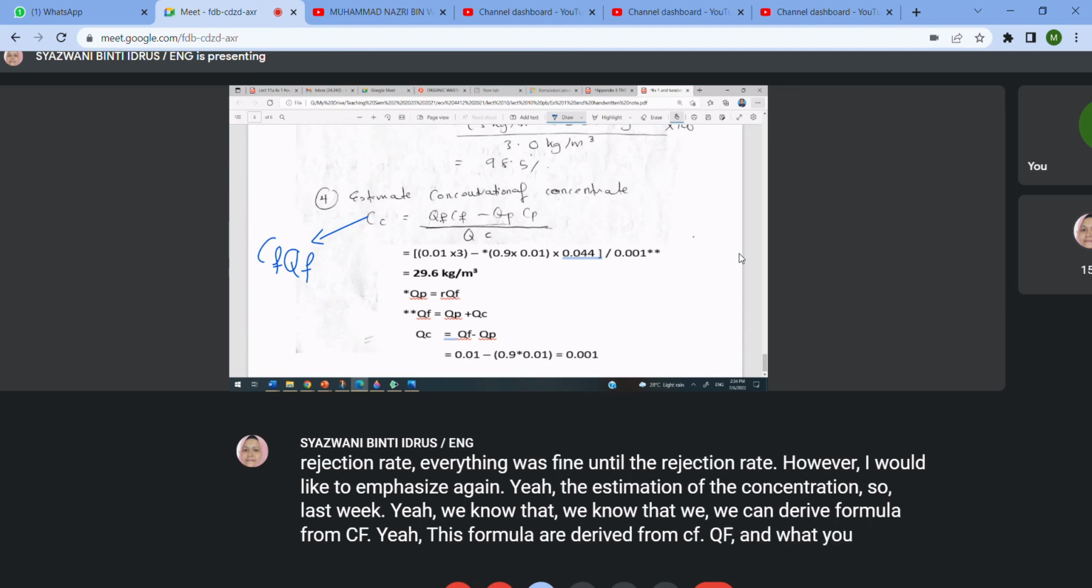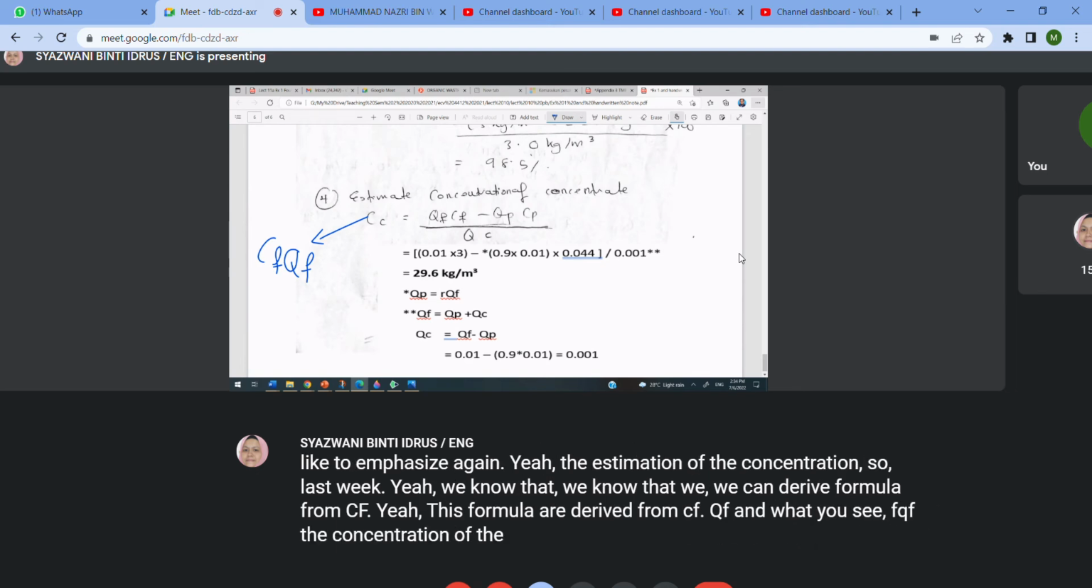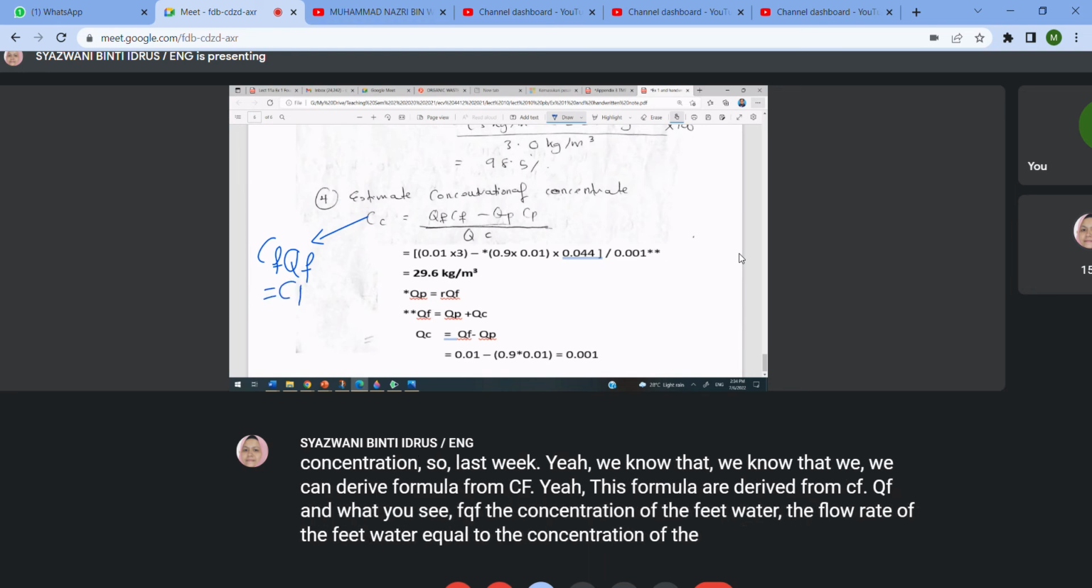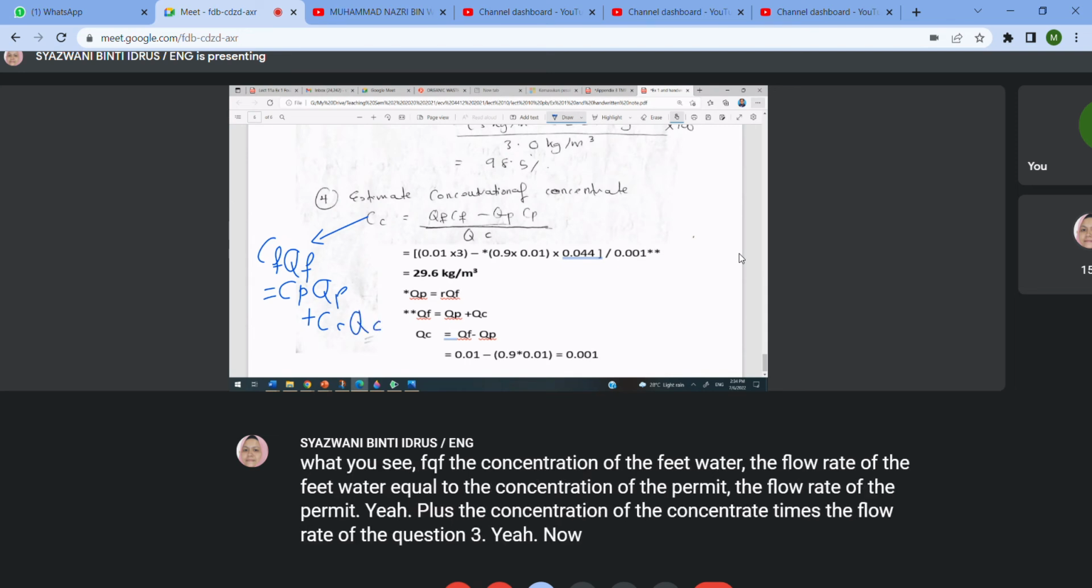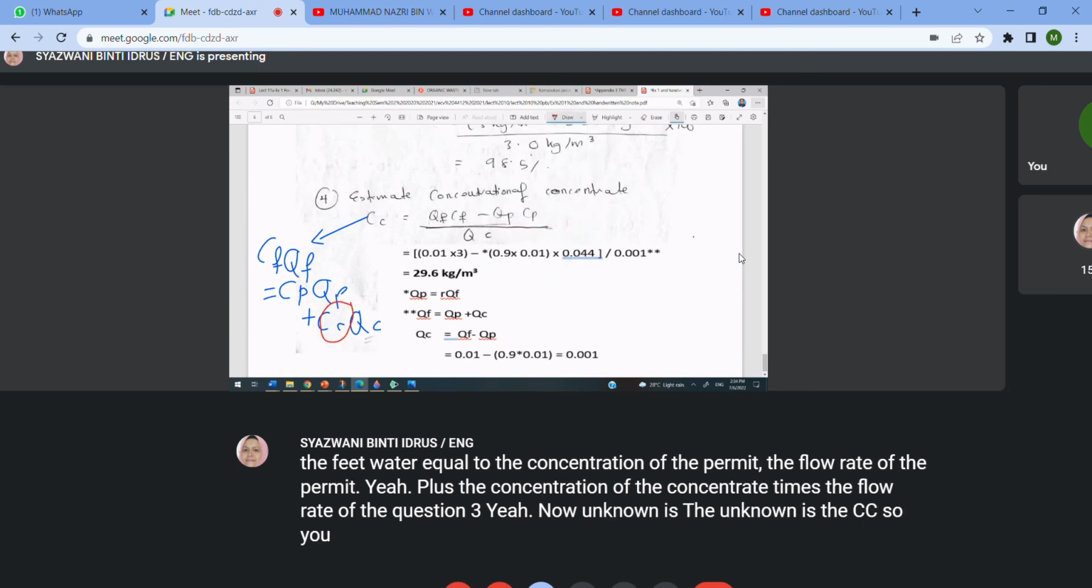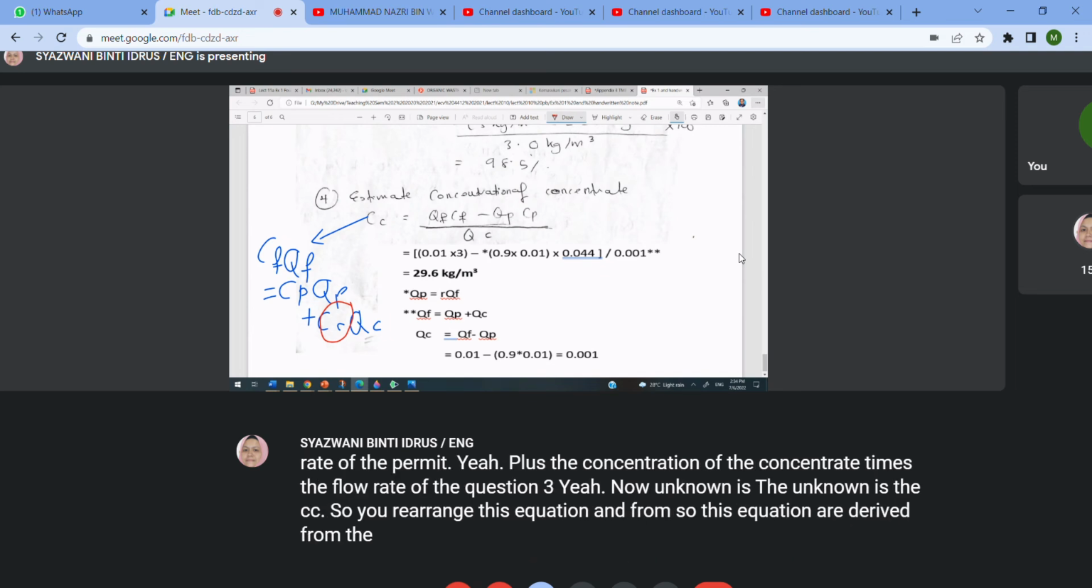What is CF QF? The concentration of the feed water times the flow rate of the feed water equals the concentration of the permeate times the flow rate of the permeate, plus the concentration of the concentrate times the flow rate of the concentrate. Now the unknown is CC, so you rearrange this equation. These equations are derived from the parent equation, the mass balance equation, which is this one.